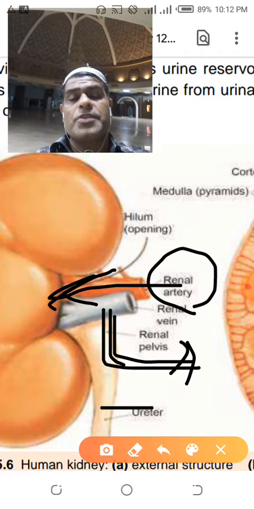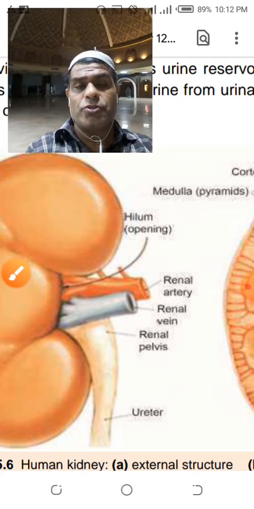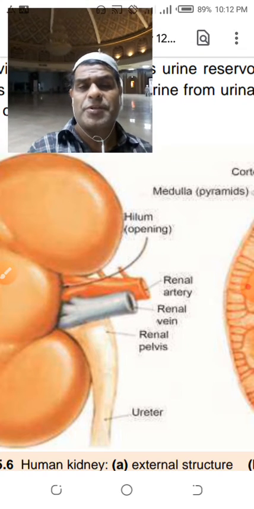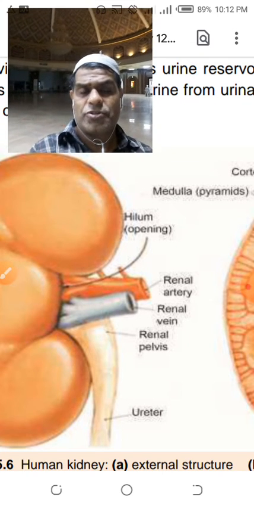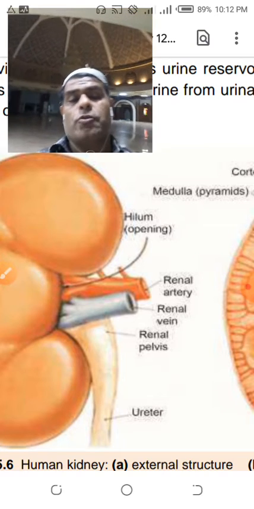It opens into the ureter. The ureter opens into the urinary bladder. The urinary bladder, where sometimes stones are present, in the ureter, calcium oxalate stones, and then it opens into the urinary bladder. The urinary bladder opens into the urethral orifice.